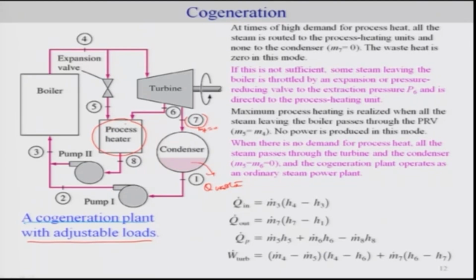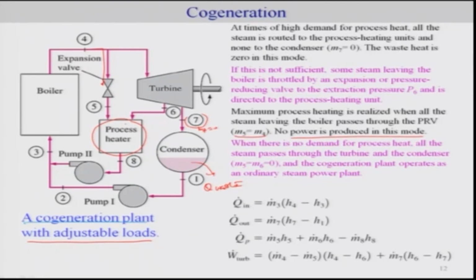In the case where you make this completely go here, which means you don't have any turbine work output, and you pass this stream 4 directly to the process heater, this will lead to the maximum process heating. That means in this case M5 is equal to M4, and no power is produced in this mode. So you can manipulate this.